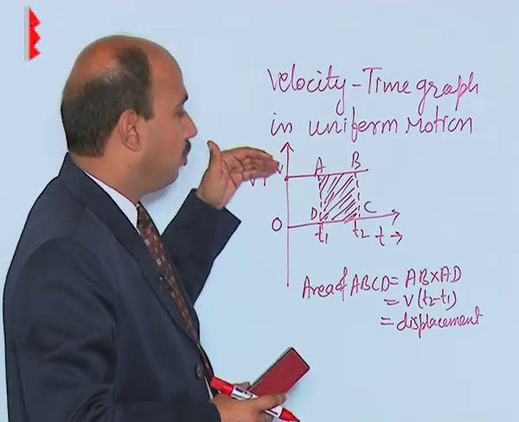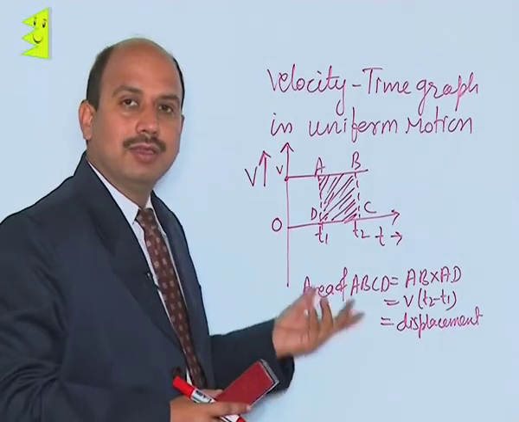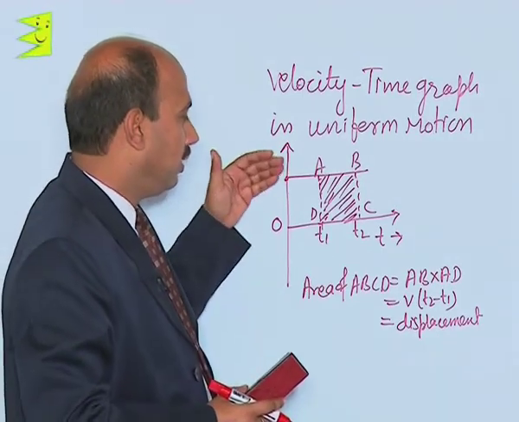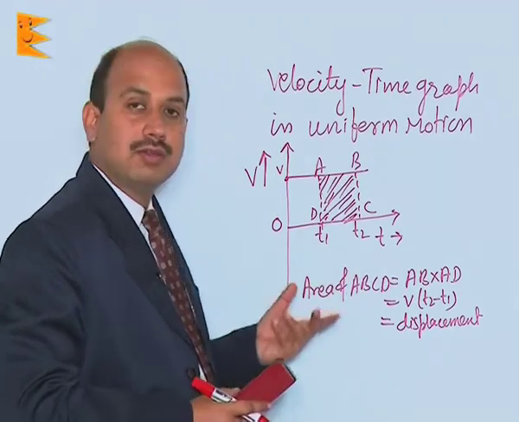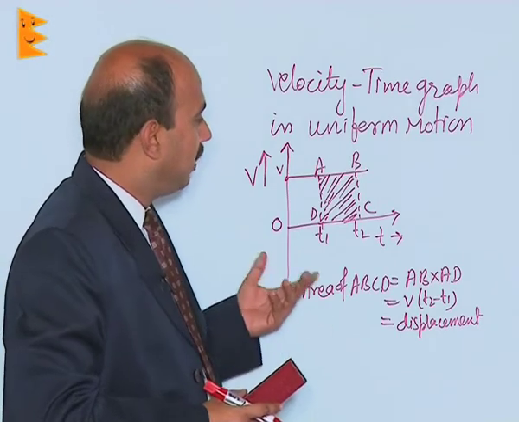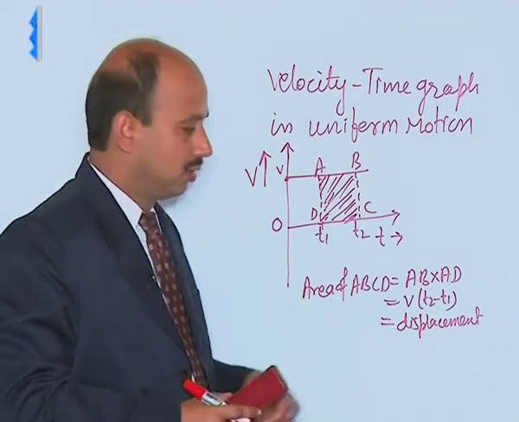If the velocity is positive, you will get a positive area, and if the velocity is negative, that means on this side, you will get a negative area. So, that depends on the sign of the velocity.